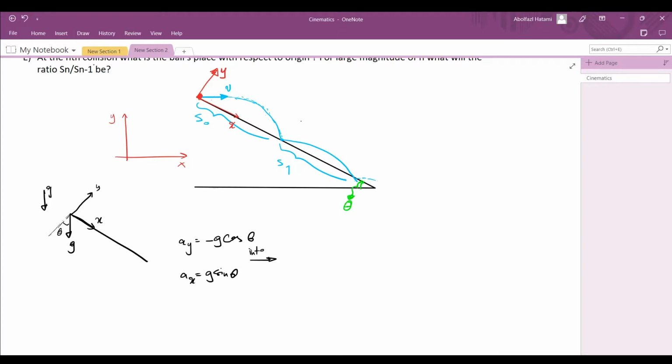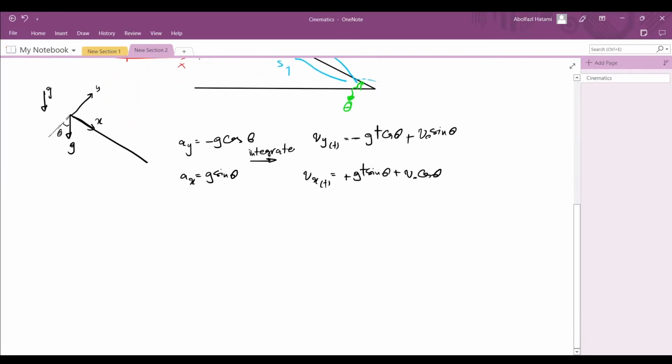If we integrate them, we will find Vy as a function of t, and also Vx as a function of t. Vy of t is minus g t cosine theta, plus the initial velocity in the y direction, which is v0 sine theta. So we write plus v0 sine theta. And Vx of t is plus g t sine theta plus v0 cosine theta.